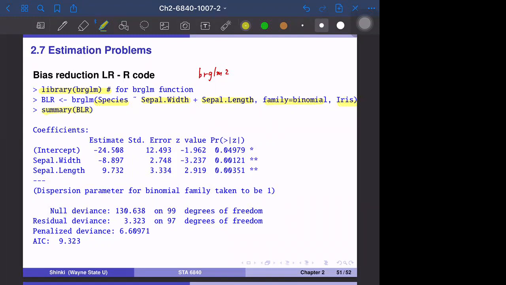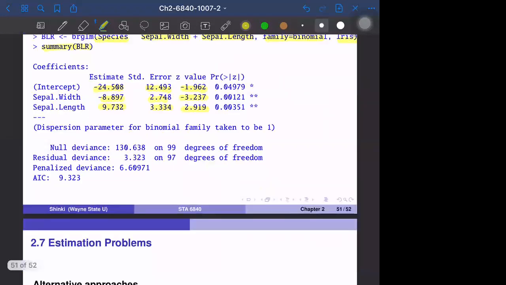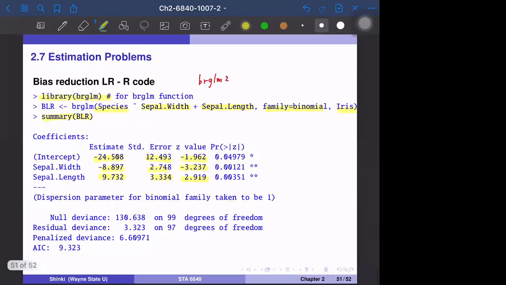We have much smaller coefficients and all are significant. This is expected because if we solve the problem of non-uniqueness and also the diverging problem, the model can separate the two groups perfectly. So all variables should be highly significant, and actually we get significance for these variables. This is how bias reduction logistic regression works.